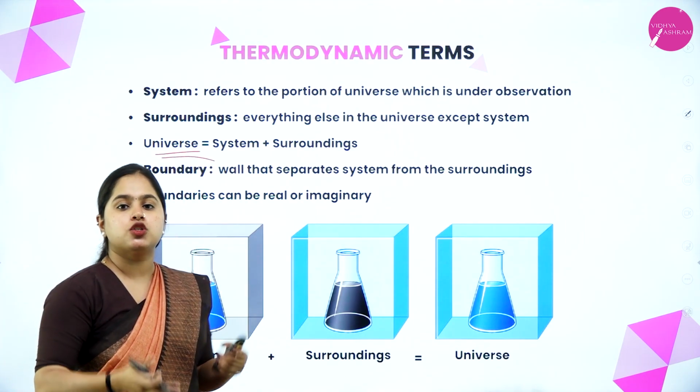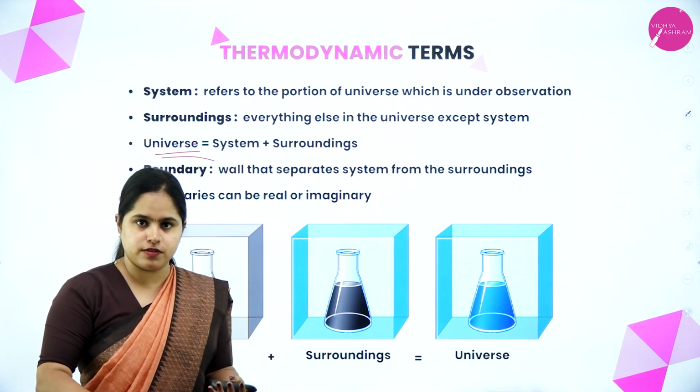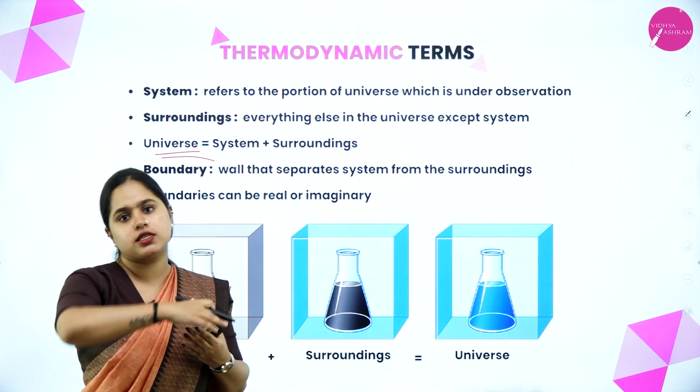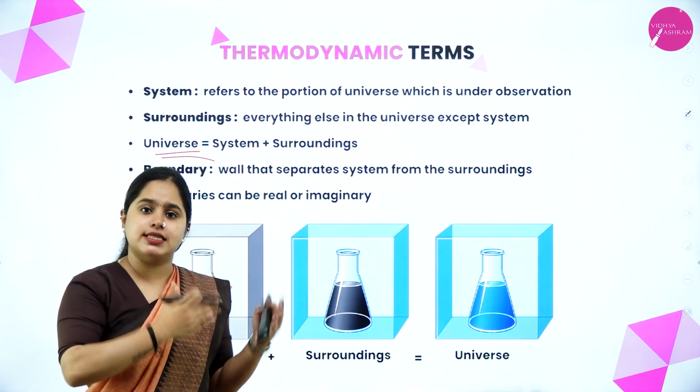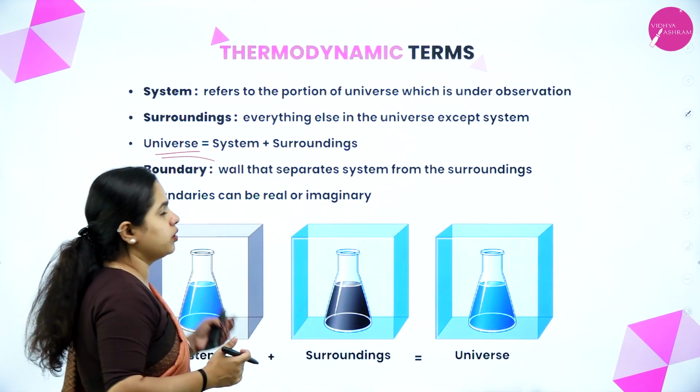So system is the portion which is under observation. Whatever is present apart from the system is called the surroundings. So what does that mean? System plus surroundings will be equal to the universe.